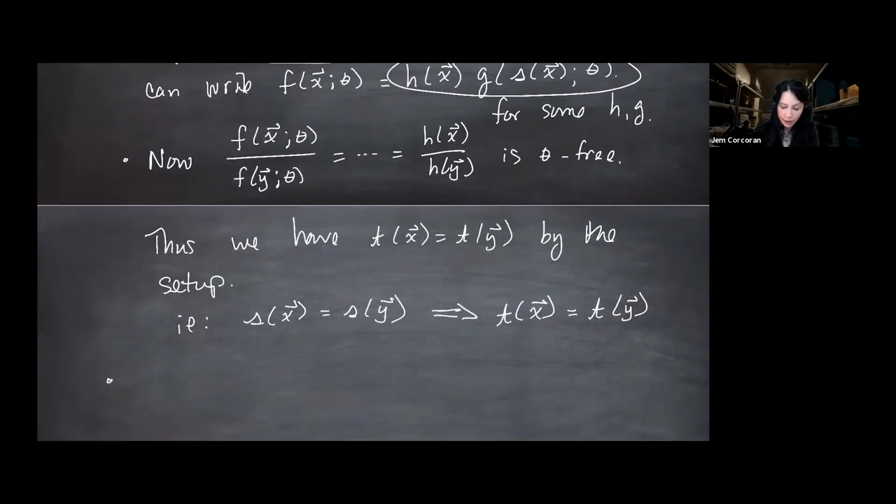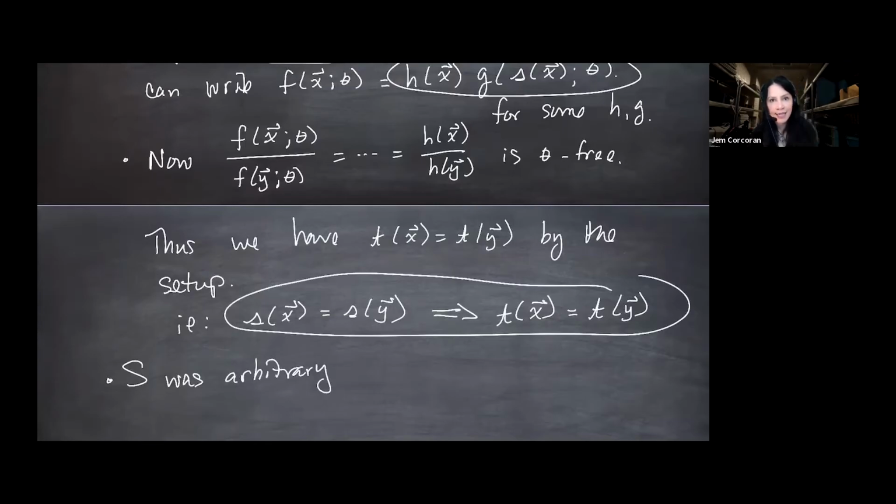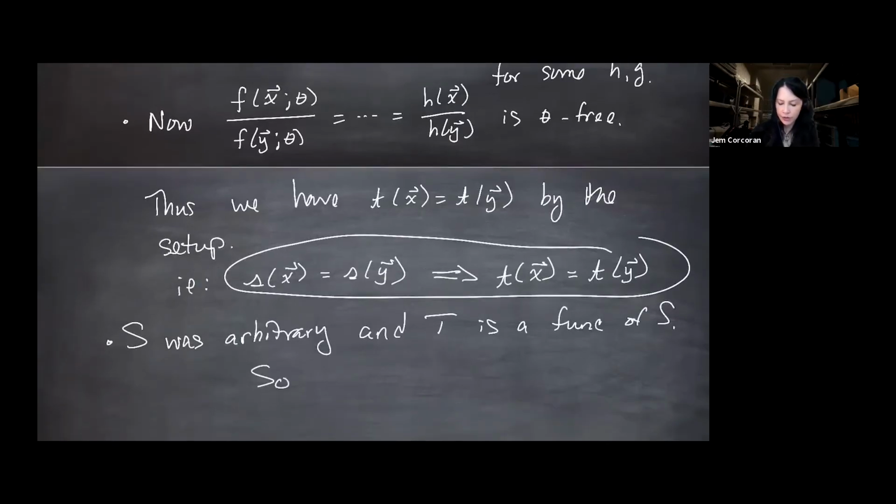And so s was arbitrary but sufficient. And showing this was enough for us to show that t has to be a function of s. So t is minimal sufficient. And then happiness ensues. More than ever. I just wanted to be done with that.